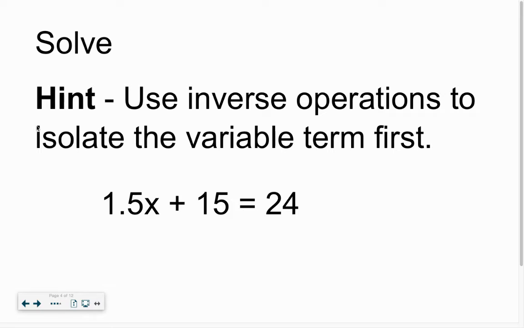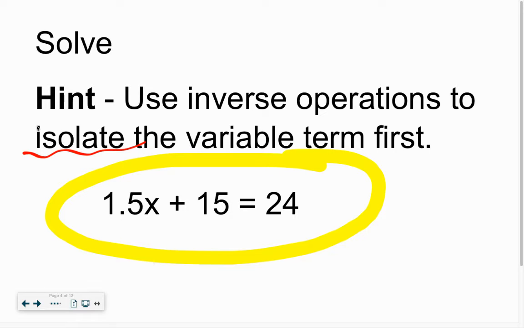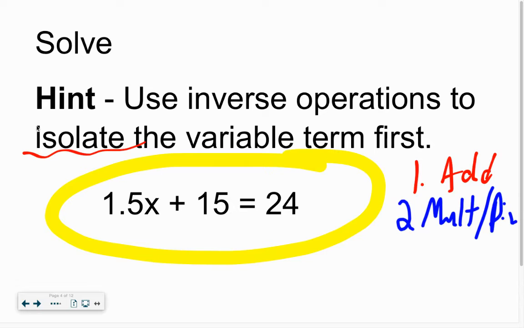Now, again, we're just talking about multiple step equations today. Hint, use inverse operations to isolate the variable. Our goal is just to get it back to a two-step equation. A two-step equation where we know step 1, we're going to add something, and step 2, we either multiply or divide. So in this example, we're going to focus here.